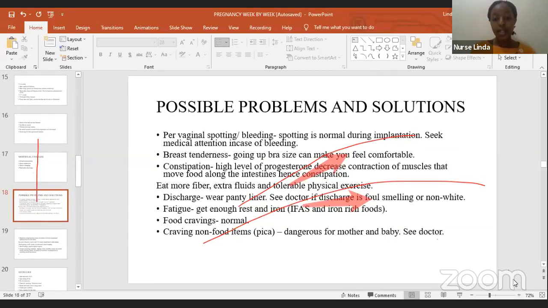At this stage, the woman might experience quite a number of problems, and some of them include pervaginal spotting or bleeding. There's a difference between spotting and bleeding. Spotting is when the woman notices just a few spots of blood in her panties, and bleeding is when it's literally bleeding.